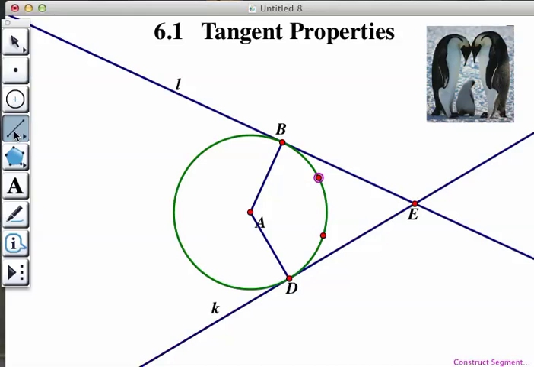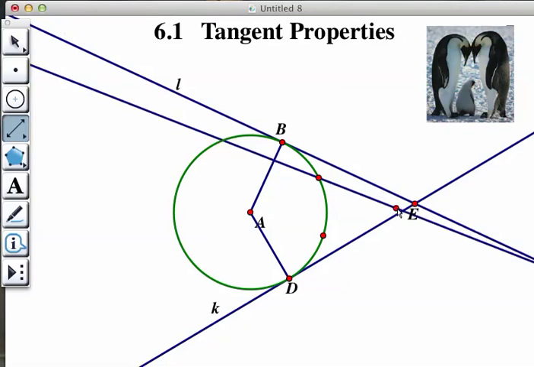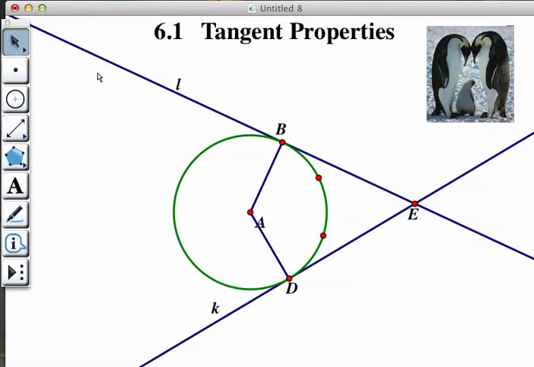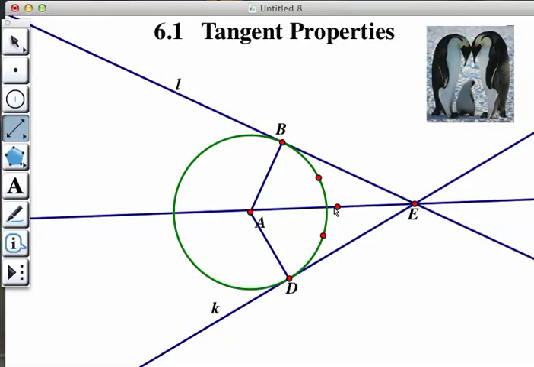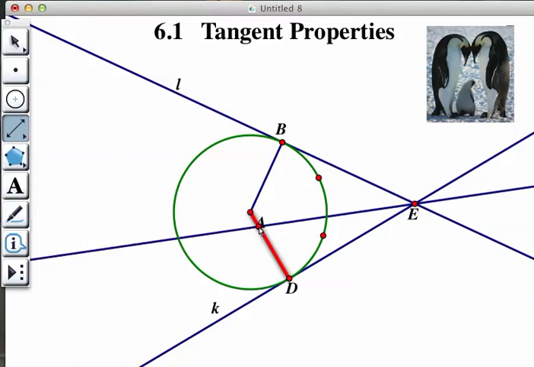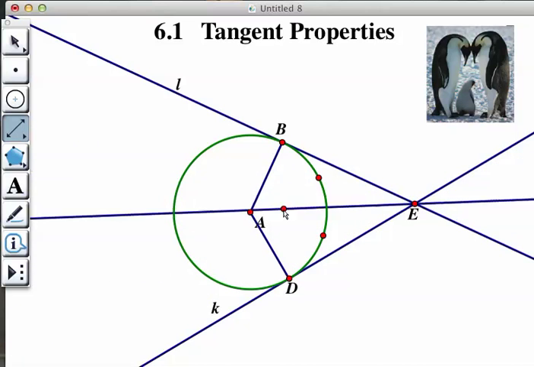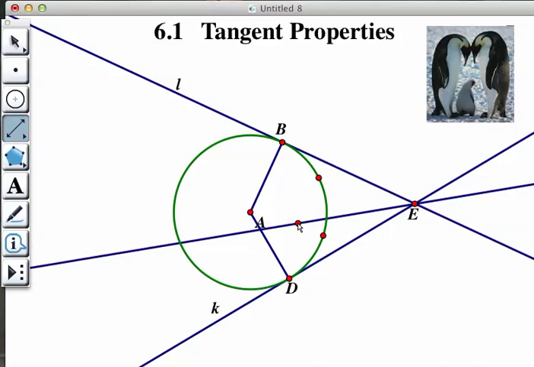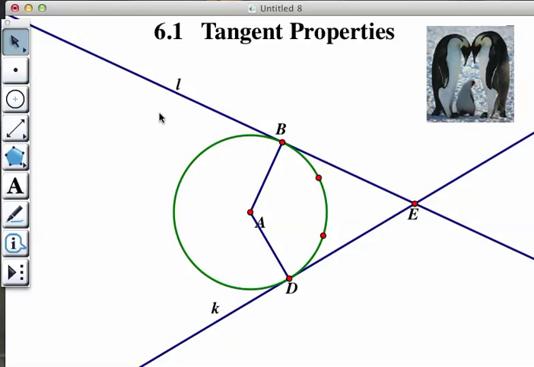If I made a point here and then constructed a line from that point to point E, look, it's going to pass through the circle. If I tried to make a line from point E to anywhere else on the circle other than D or B, it's going to go through that circle. So every point not on a circle has exactly two lines that are tangent to the circle passing through it. In this case, we've already identified those two lines. Line ED and line EB, or line L and line K.